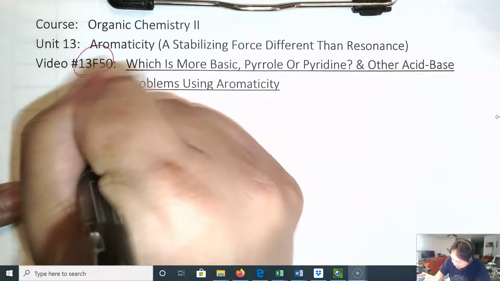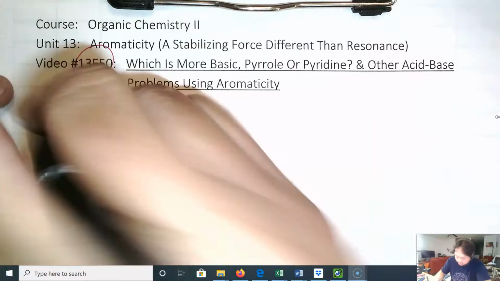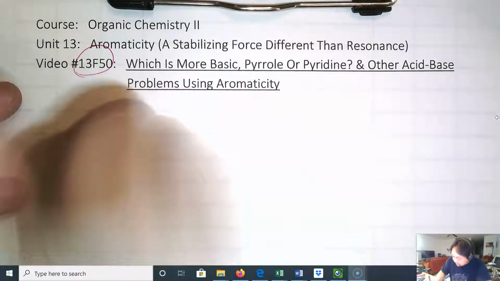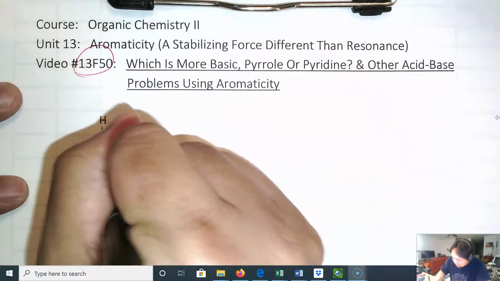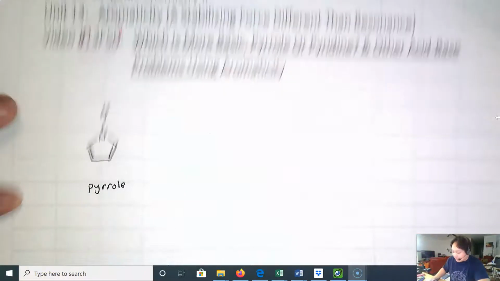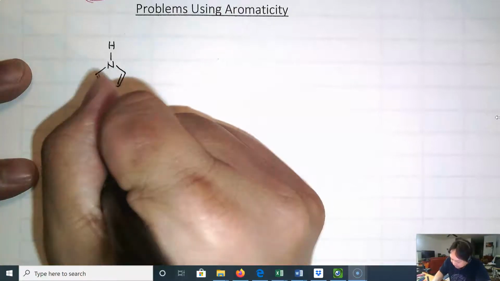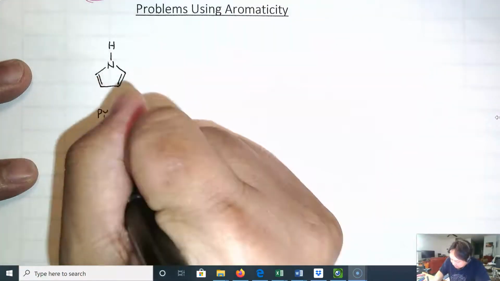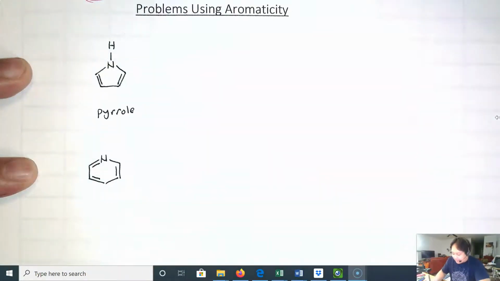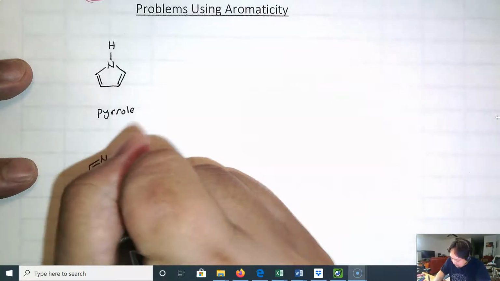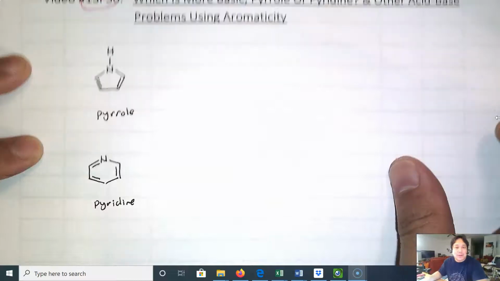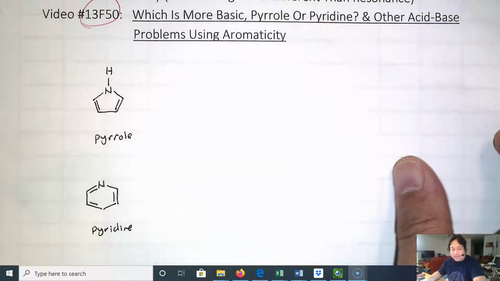Nitrogen. It's a 5-membered ring, 2 pi bonds, a hydrogen. Pyrrole. And then pyridine, I'll draw it underneath. Pyridine looks like this. We have another nitrogen in a ring. That is pyridine. Maybe you've seen pyridine before in previous reactions where we need to use a base.